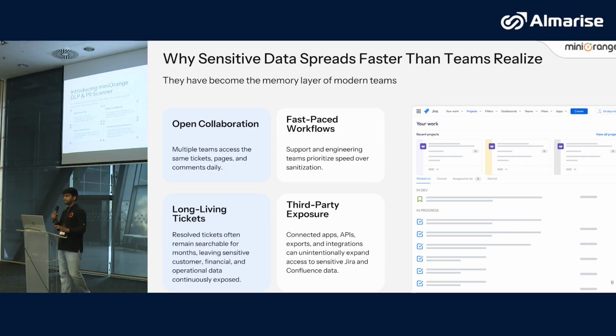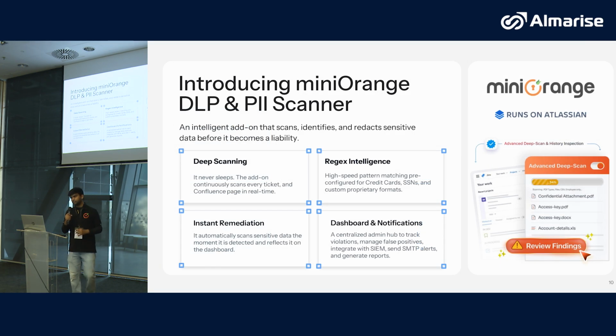So, how do we tackle it? At miniOrange, we have come up with a solution known as miniOrange DLP and PII Scanner. It's basically a plugin which automatically scans your Jira issues and Confluence pages on the basis of regex rules which you have set.